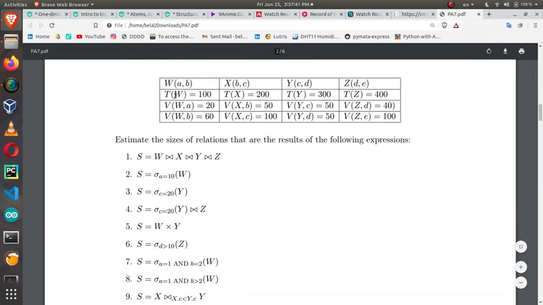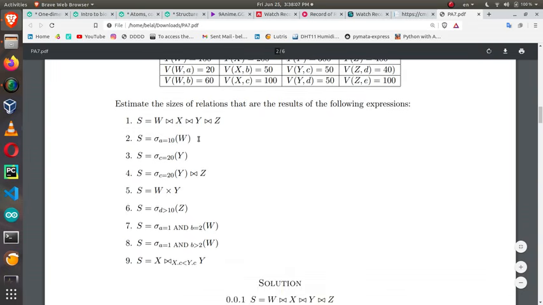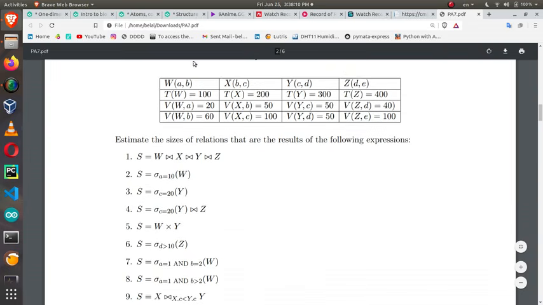We have the number of tuples for each relation, and we have the number of distinct values for each attribute in each relation. So we have the number of distinct values for attribute A in relation W, attribute B in relation W, and the same goes for the rest of the relations along with their attributes. So it asks us to use these statistics to estimate the size of the following 9 relations. Some of them are pretty straightforward, and some of them are a little bit tricky.